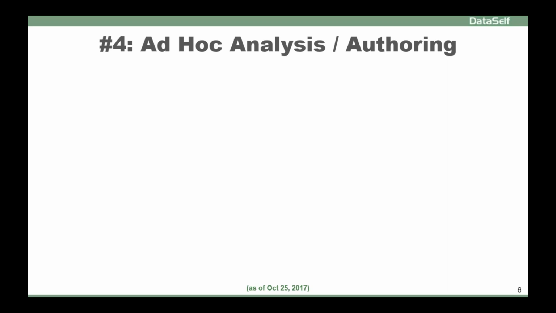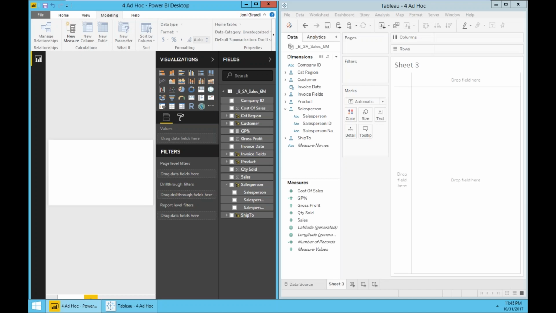Let's talk about ad hoc analysis and authoring, which is one of the main features of analytics tools. Both products, Tableau and Power BI, do a great job with ad hoc analysis. However, I want to show you in this next example why Tableau is considered the gold standard, or the best-in-class analytics solution out there. So let's take a look at the products.